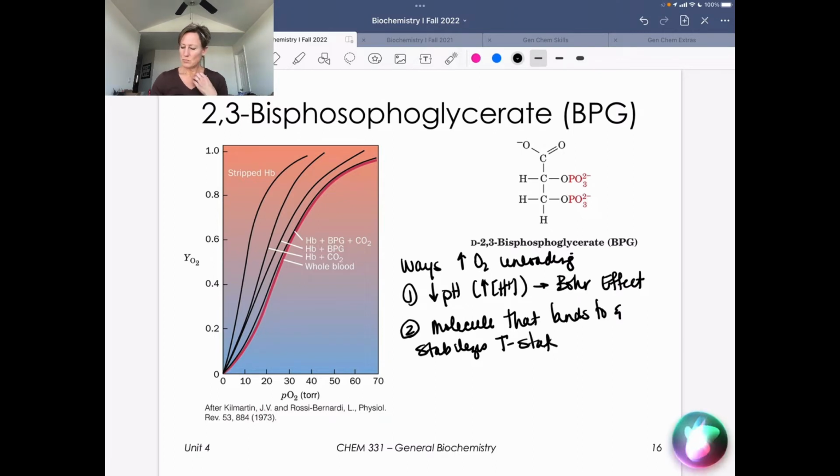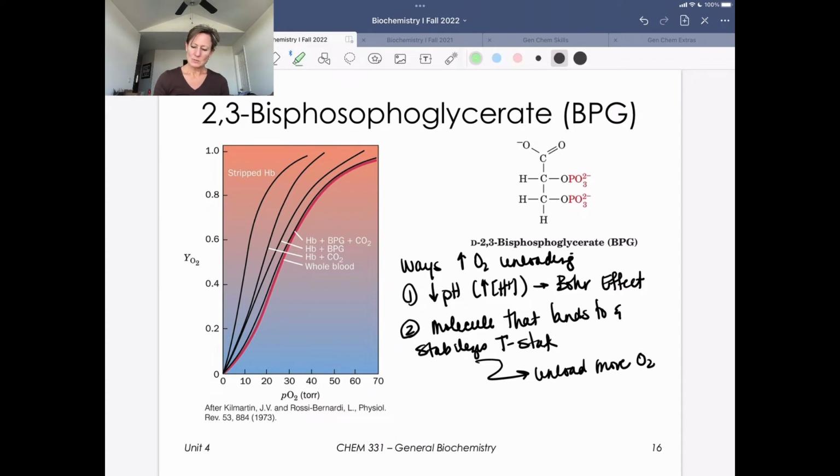Okay? And if you bind to and stabilize the T state, you are going to unload more oxygen. Okay? And the molecule that specifically we're going to refer to with this is 2,3-BPG. And we're not going to get into the structural details of how or why, but it binds to and locks in that T state conformation, which means it's going to facilitate the unloading of oxygen.